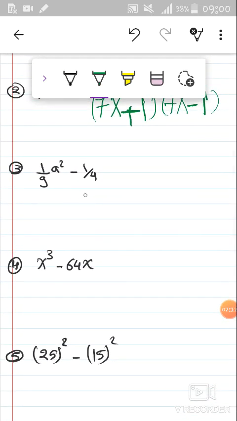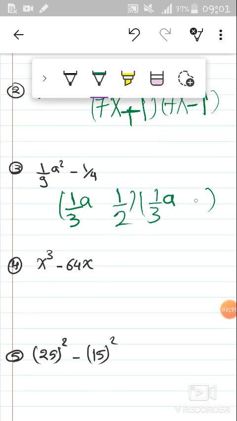Next, 1 over 9a squared minus 1 over 4. Also they are two terms, with a negative between them. The first term has a square root, the second term has a square root, so the two brackets: 1 over 9, its square root is 1 over 3. A squared will be a only. And a quarter will be a half and a half, positive and negative.